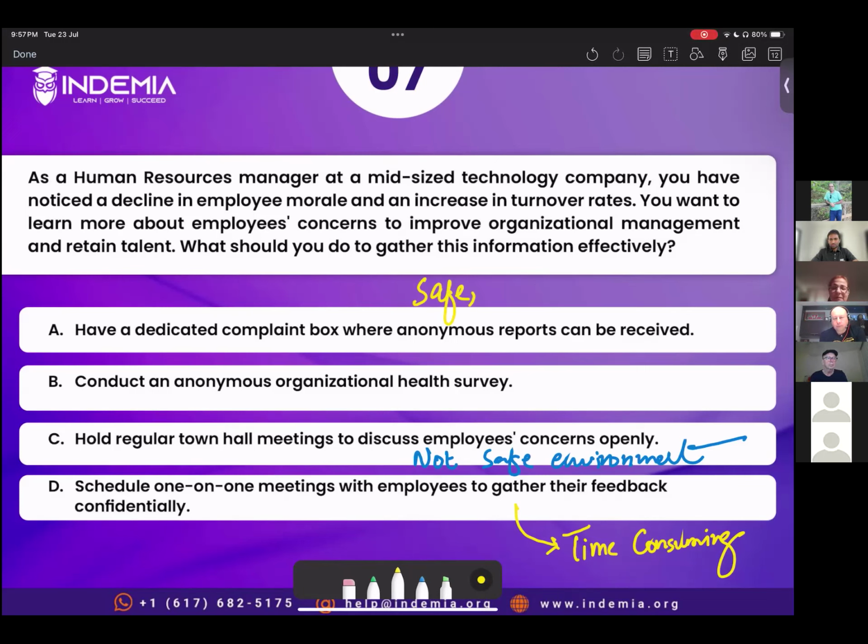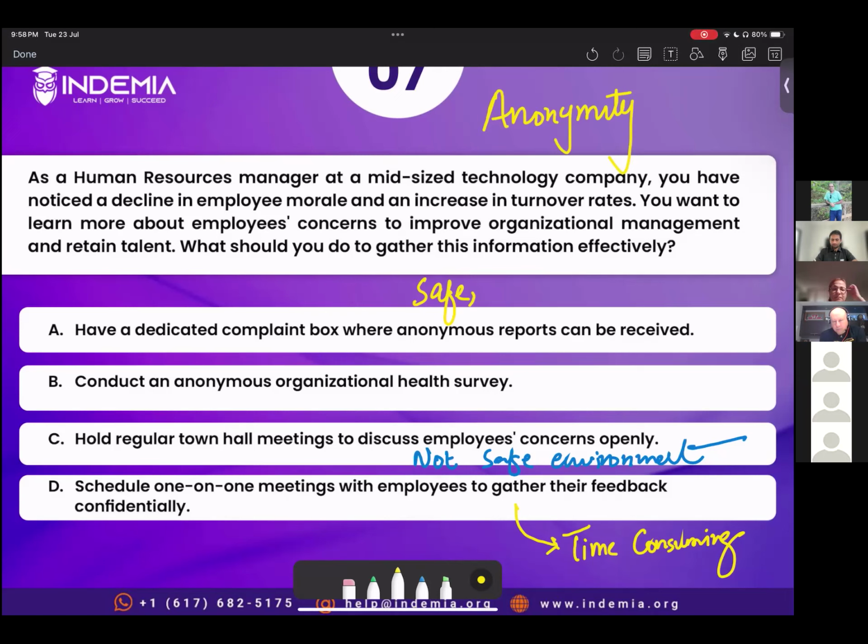Okay. Jashri, you have chosen option B. Yes, Amar, I chose option B because previously we had a similar question in the previous sessions, is what I remember, wherein if we have some employee concerns to be addressed, we need to go with anonymous organizational health surveys. That's how I inferred this answer. All right. Thank you, Jashri. Rudy, you have chosen option B.